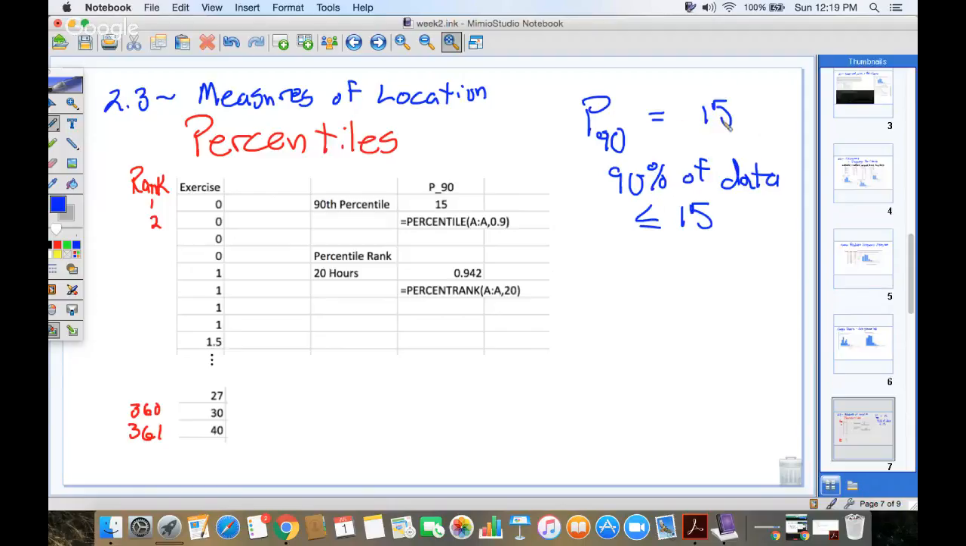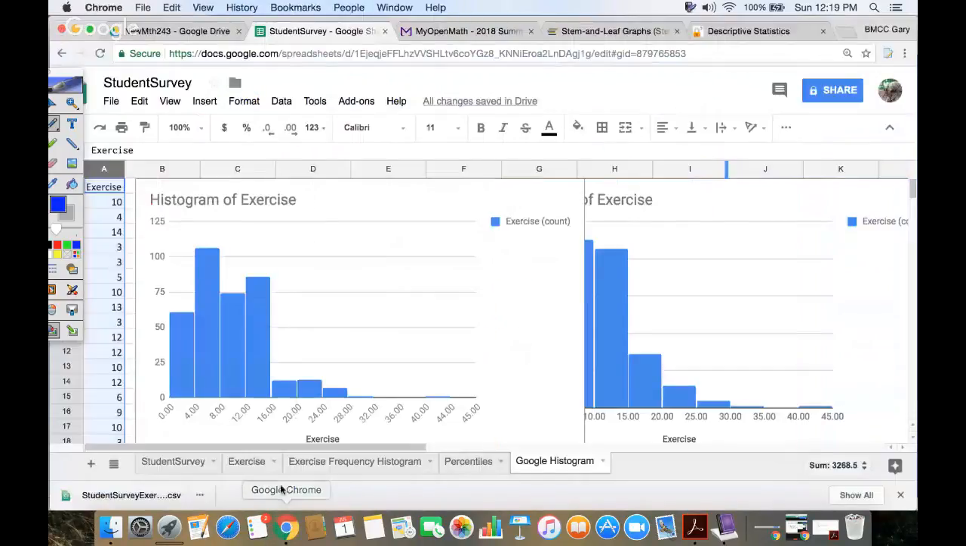The 90th percentile is a number in the list. Percentile rank kind of goes the other way. If you pick a number in the list, let's say I exercise 20 hours per week and I want to see how I compare to everybody else. So I asked Google to look at my list, column A, and look for the number 20 in there and find out what percent of the data is less than or equal to 20 hours per week. And Google came back and said 94% of the students exercise less than 20 hours per week. All right, let me try to help you understand what that means a little more.